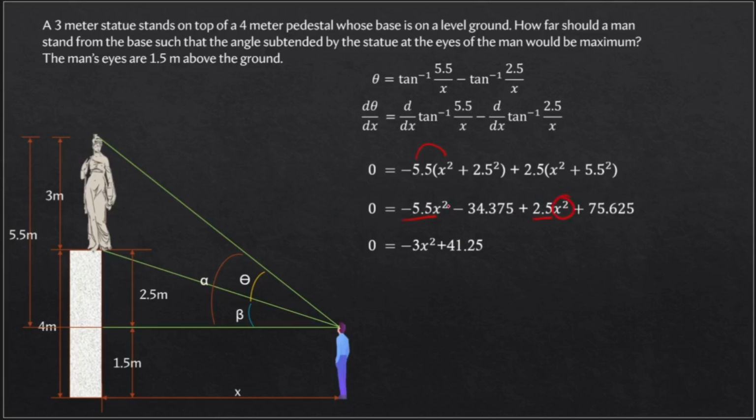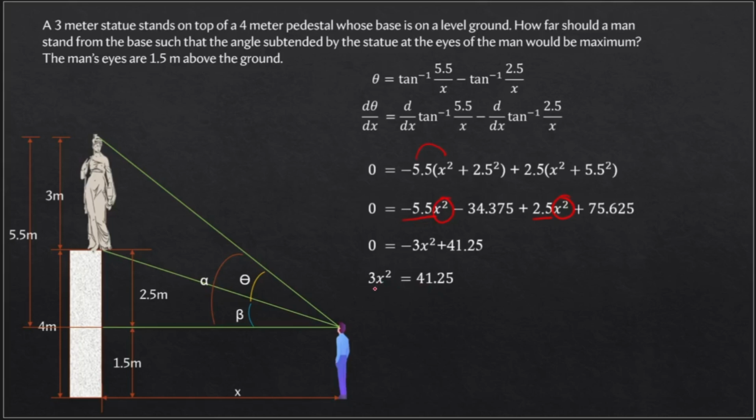common term x squared, so we can just add them. So this would give us negative 3x squared, and then negative 34.375 plus 75.625, they are both constant terms, so we can add them. This would give us 41.25. Now moving this to the other side of the equation, we have 3x squared equals 41.25.